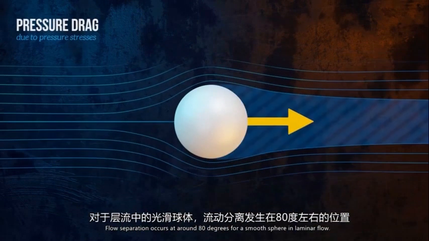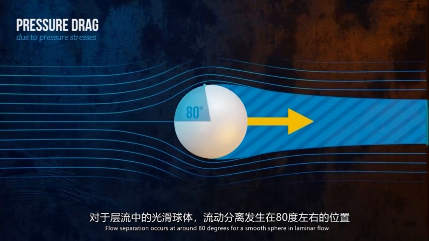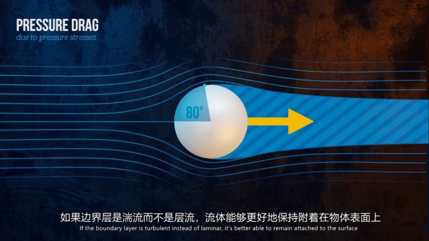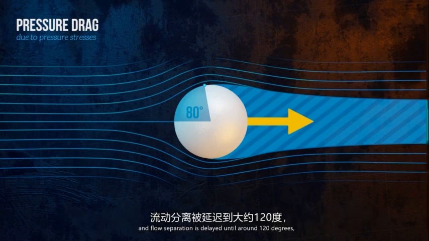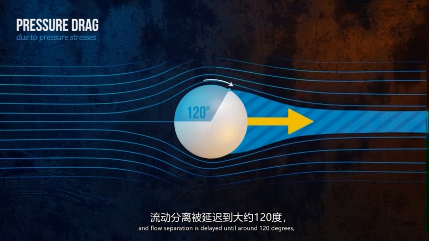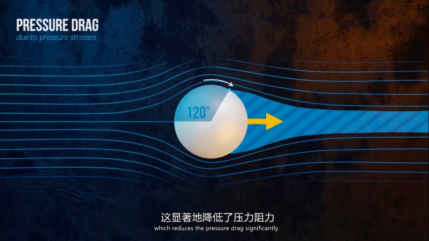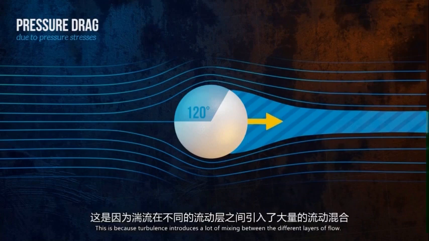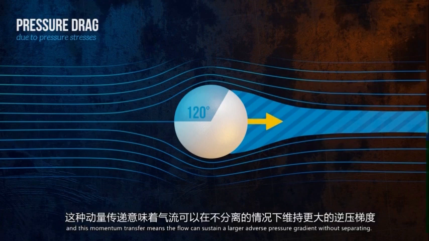Flow separation occurs at around 80 degrees for a smooth sphere in laminar flow. If the boundary layer is turbulent instead of laminar, it's better able to remain attached to the surface, and flow separation is delayed until around 120 degrees, which reduces the pressure drag significantly. This is because turbulence introduces a lot of mixing between the different layers of flow, and this momentum transfer means the flow can sustain a larger adverse pressure gradient without separating.